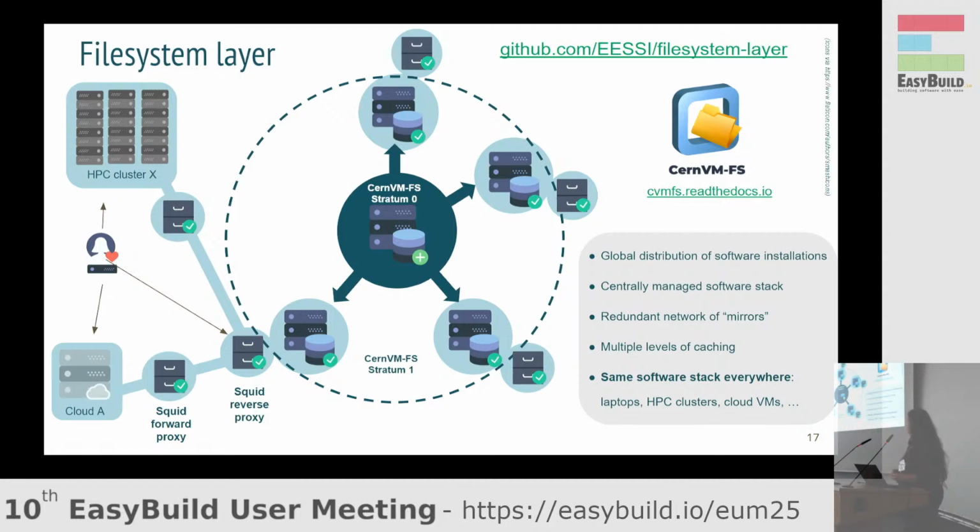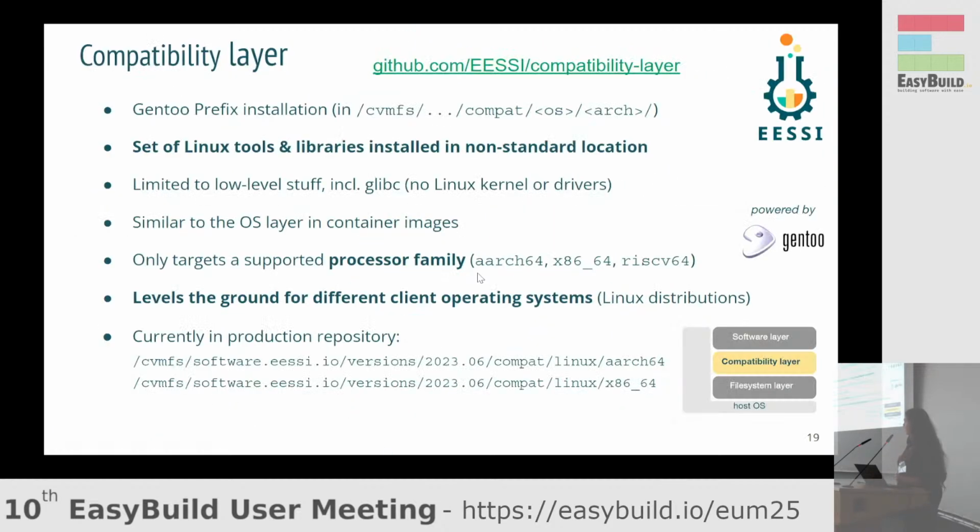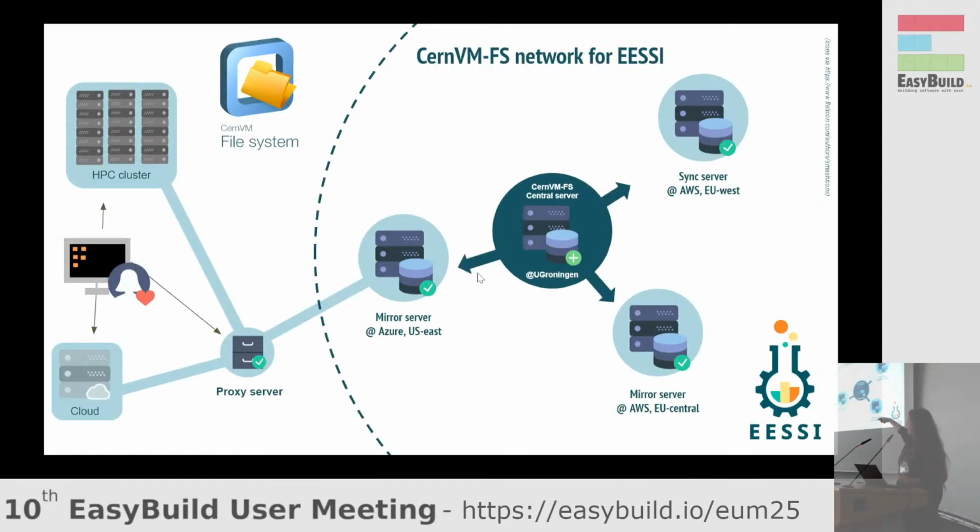This is an overview of our current infrastructure of our file system. So we have a central CernVMFS server in Groningen at the moment, and then we have also two mirror servers in Azure and AWS, and we also have a sync for people to sync their own mirror server, have one in their system. And then next to the mirrors, you can also have Squid proxies and local caching. And then you have it available on the cloud, on your computer, or on an HPC cluster.